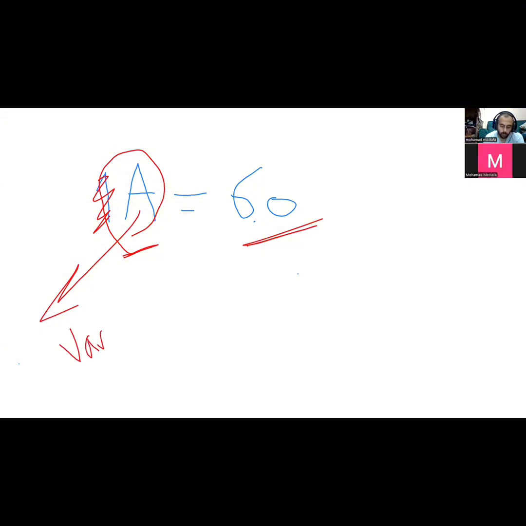What's the meaning of a variable? A variable can be changed, and it must be a letter in math. A variable can be changed because A in this equation is 60, but in another equation A can be 1, 2, 3, 50, or 80. And 60, which is a number, is a constant. Why?